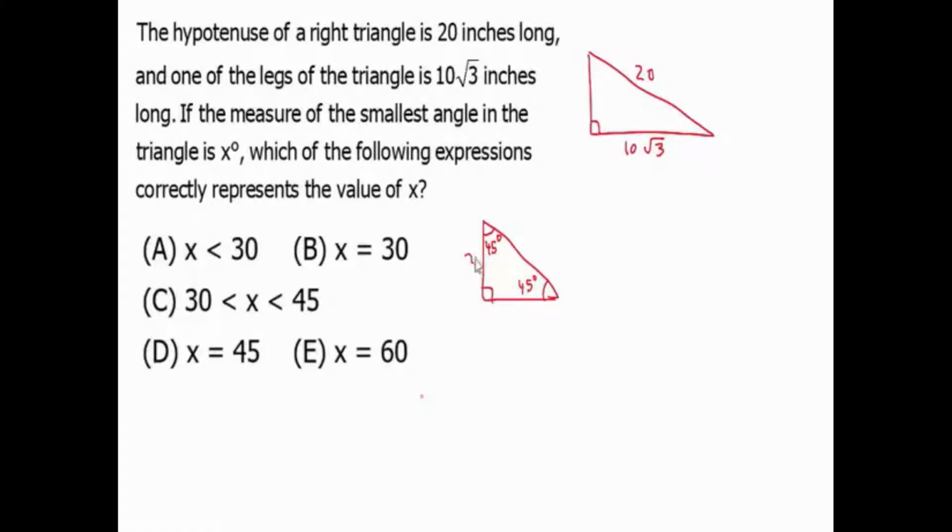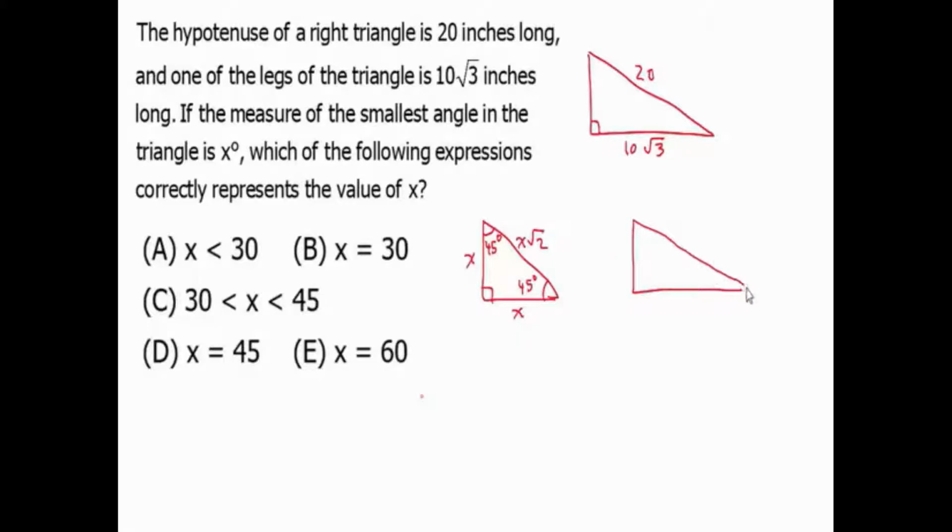Well, if this is x, this is also x, and this one's x square root 2. Well, this times square root 2 is not going to give us 20. Therefore, we know for sure that this is not a 45-45-90 triangle. What about the other one, the 30-60-90 triangle?